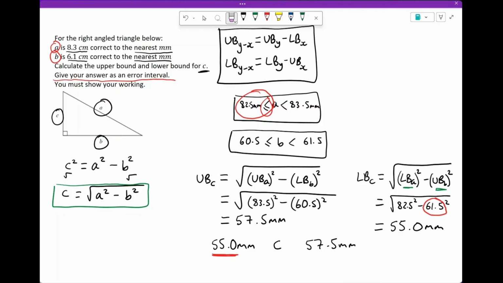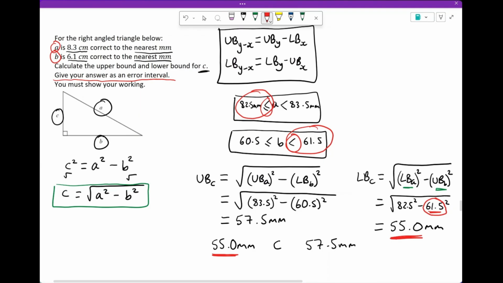But let's now consider the 61.5. Where did that come from? Well, that came from over here. And you can see the inequality is not a same as. Therefore, we cannot be equal to 61.5 for B. And as a result, we cannot be equal to the 55.0 we got out of the calculation we did using the 61.5.